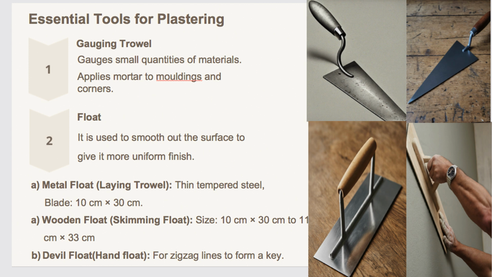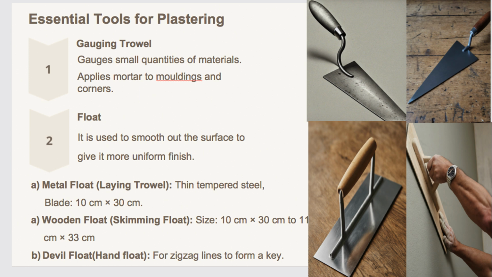And the next type is wooden float, also called skimming float. Crafted from wood, this float is all about fineness. It is used for applying the final coat of plaster, and the sizes of this vary from 10 cm by 30 cm to 11 cm by 33 cm, with a thickness of 10 to 12 mm.